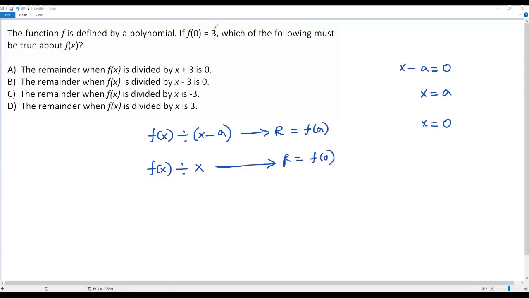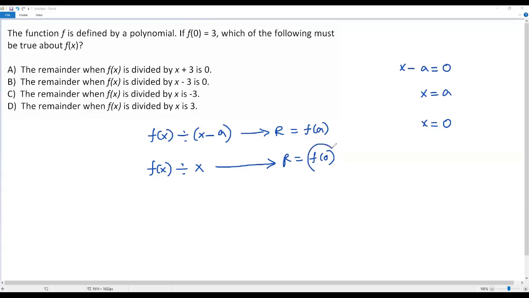Okay, now let's go to the information we have here. That is f of 0 equals 3. Actually, here in the place of x we have 0. So since we have 0 at the place of x, it's very clear the divisor is going to be just x. Because in this example, I got x equals 0 when I take the divisor x. So since we have 0 here, the divisor in this case is just x.